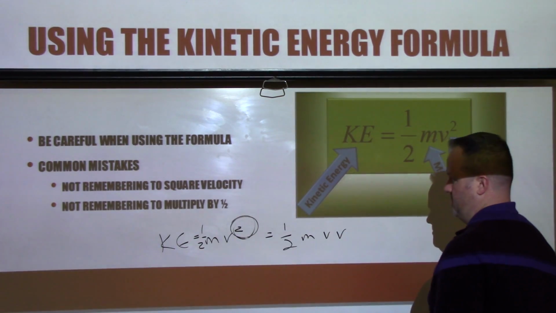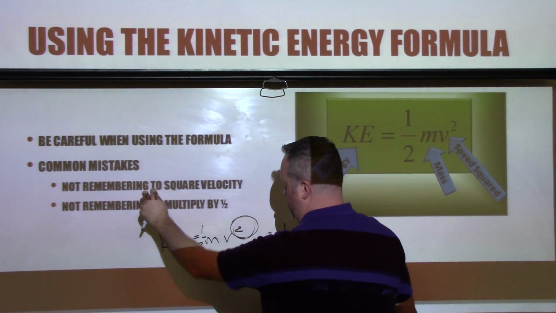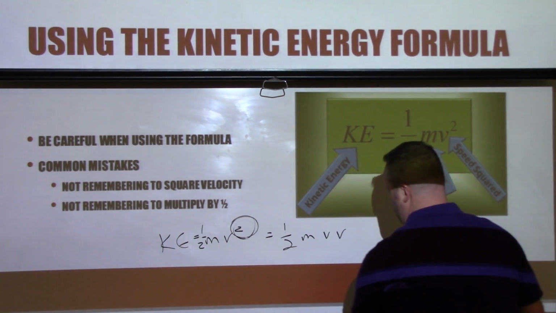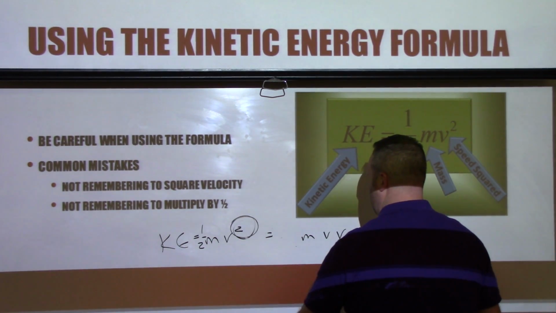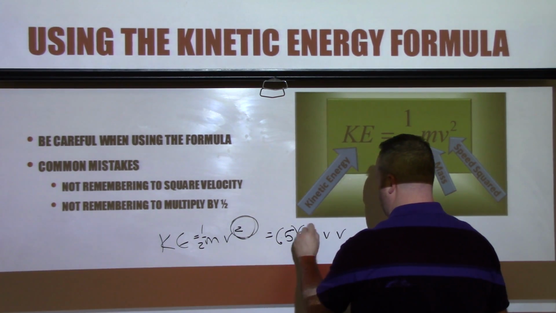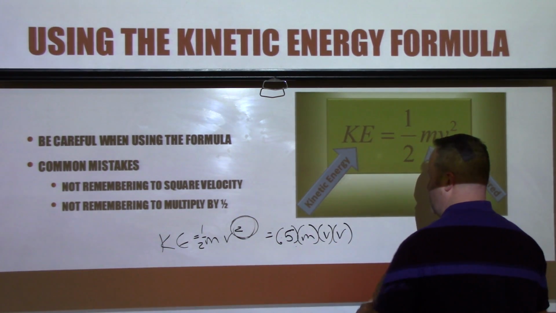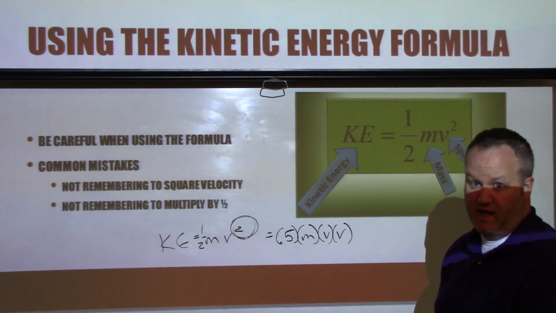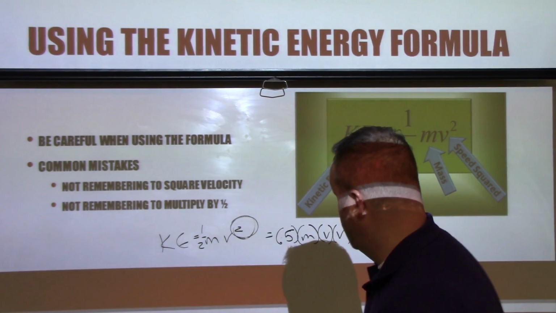That's the first mistake. The second one that I have found to be very common is students not multiplying by 1/2. So remember that you have a 0.5 here, you also have to multiply everything by. So you're really multiplying together 4 things when you use or apply the kinetic energy formula.